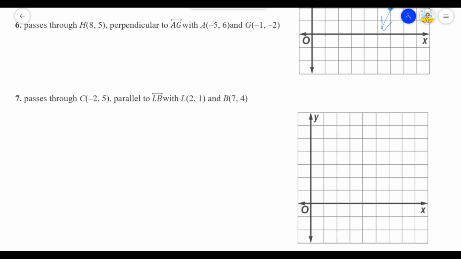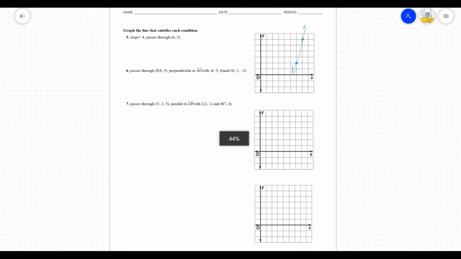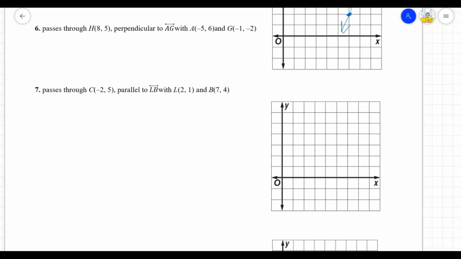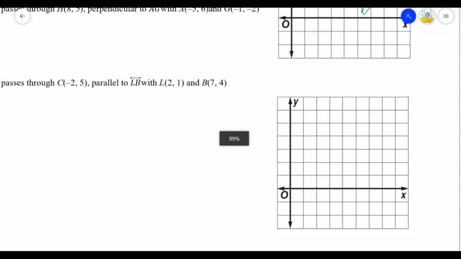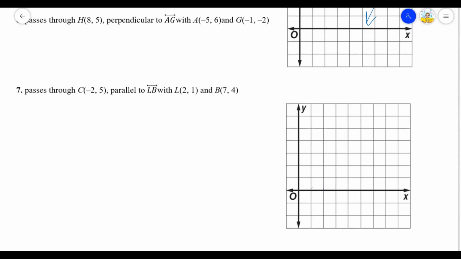Now we want to pass through 8, 5. I can find that. 1, 2, go out to 8, 5, and plot the point. 8, 1, 2, 3, 4, 5. Now, what's interesting here is they give us that it's perpendicular to a particular line. So we might have to go backwards in order to find the next point. Otherwise, we're probably going to have to go off the graph. So we have to go through that point at 8, 5.